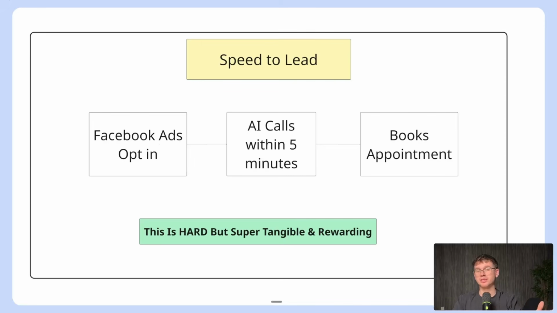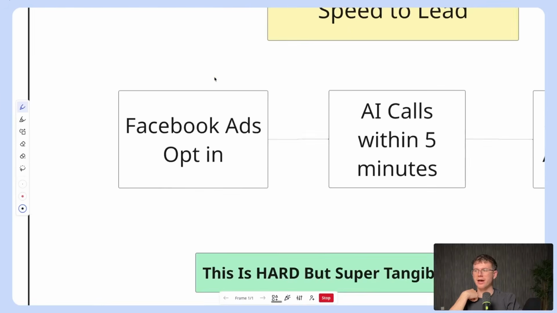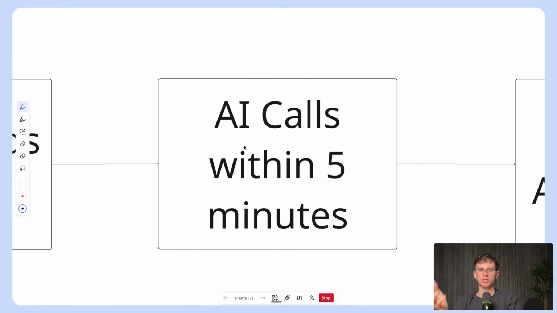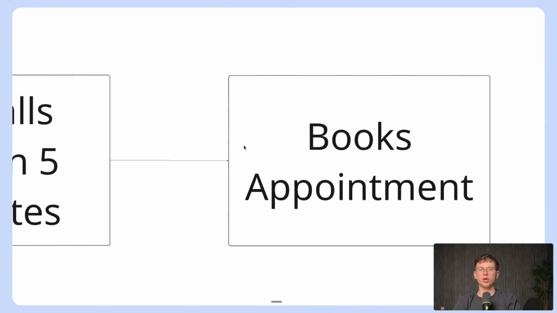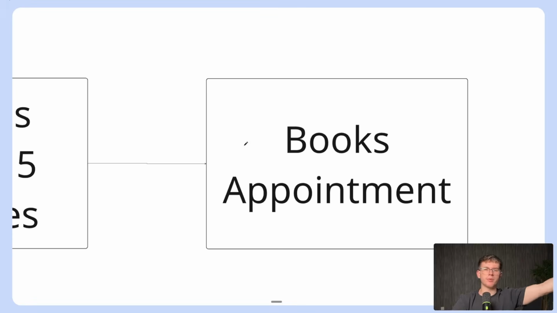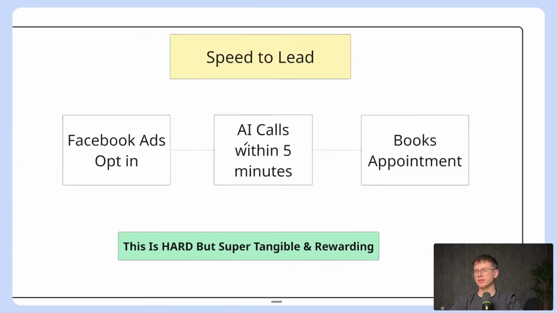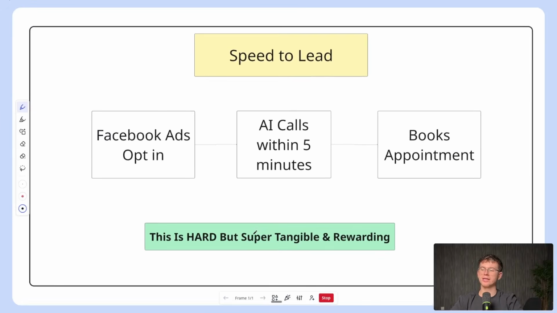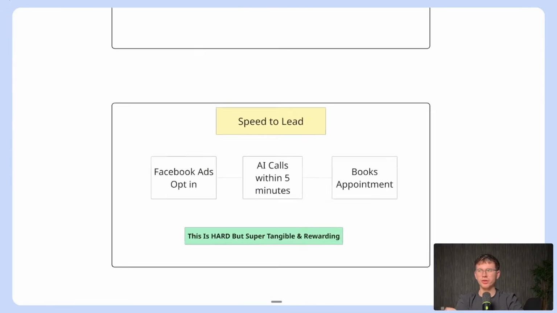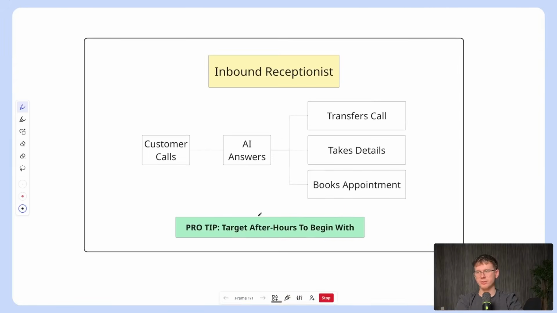And the thing is, most businesses don't reply within 5 minutes, which is typically the time where conversions increase the most, right? And so what we do here is we implement a system where you have someone opting in the ad, then you have the voice agent calling them within 5 minutes to then book an appointment, and then they can become a paying customer. Now, bear in mind that this is hard, but super tangible and rewarding when you do it for the business. And typically it's not something that we tell a beginner to start with. We usually start with an inbound receptionist because it is the easiest to build as well.